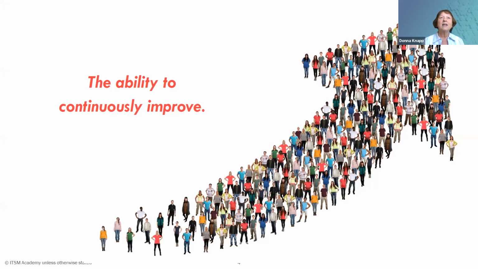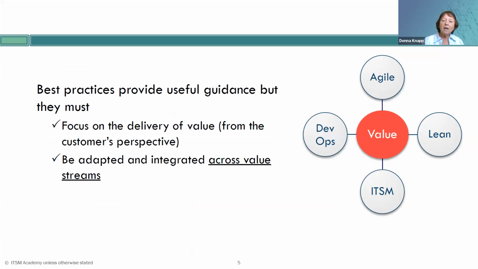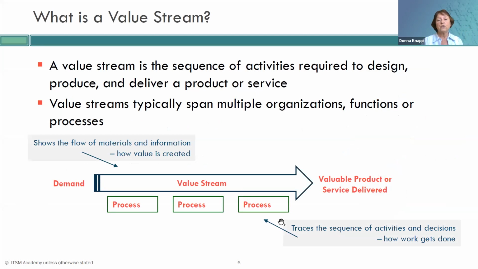The high performing organizations, it's never good enough. They're always looking for additional ways to improve. And we can leverage best practices in order to do that. So I mentioned Agile and Lean and DevOps and IT service management, what you might know as ITIL, are all now coming together and can all benefit organizations. But they can't operate independently. They have to focus on the delivery of value, and value is defined from the customer's perspective, and they have to be adapted and integrated across value streams. So what is a value stream? Simply put, it's the sequence of activities we use to design, produce, and deliver products and services.